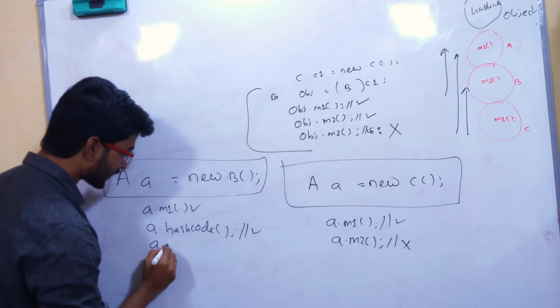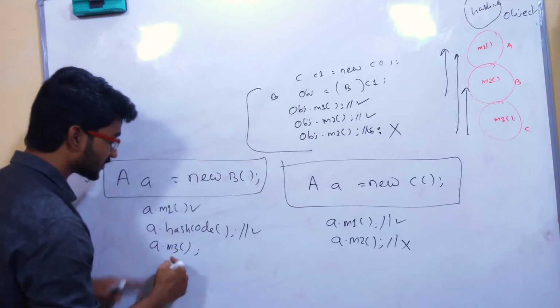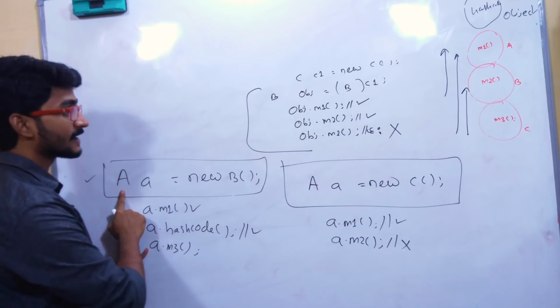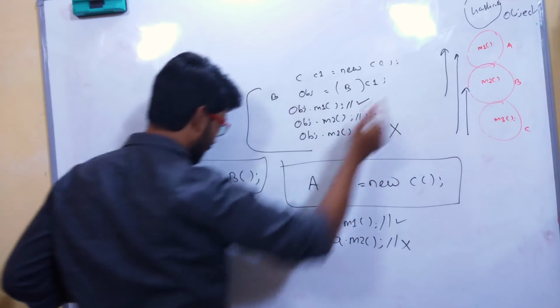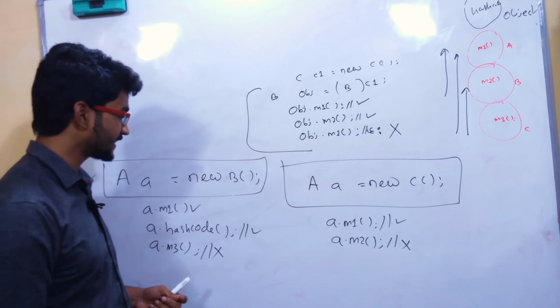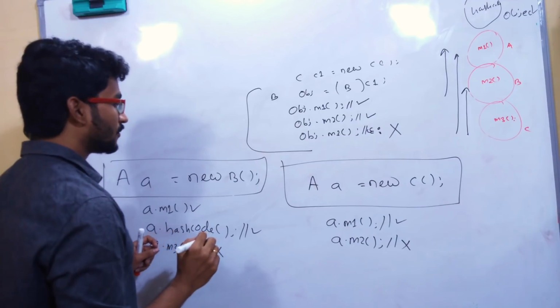Okay, can I do a.m3? Where is the m3 method present? In the C class. So a is what type reference? A type reference. We do not have the m3 method over here, so this is going to give you a compilation error. Simple, right?